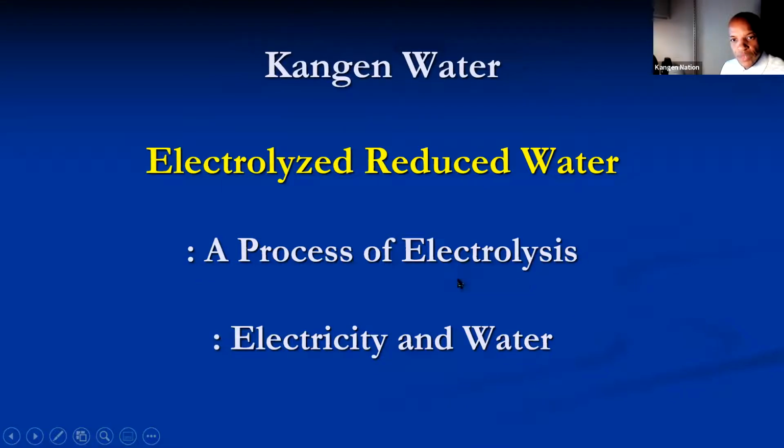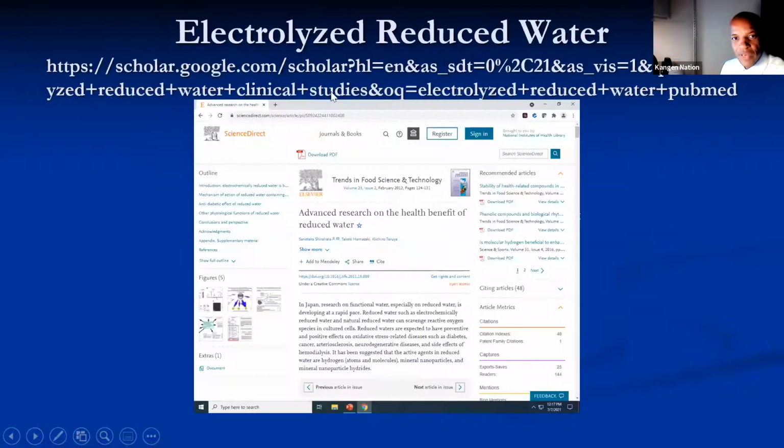So once again, Kangen water is an electrolyzed reduced water. It goes through a process known as electrolysis, where electricity and water come in contact with one another. There are a number of different science reviews that you can do under the heading of electrolyzed reduced water, so you understand more about the health benefits of Kangen water. Kangen water is an electrolyzed reduced water.